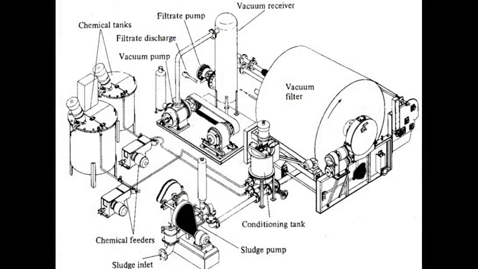So this is the vacuum filtration. We can see the sludge inlet, from which we can feed the sludge. Then chemical feeders, from which we can add chemicals like alum and others. So there are chemical tanks, then a vacuum filter, then a vacuum receiver, then a conditioner tank. This is the vacuum filter, which is used for the suction of water from the sludge. Also, here are the filtered discharge and vacuum pump.